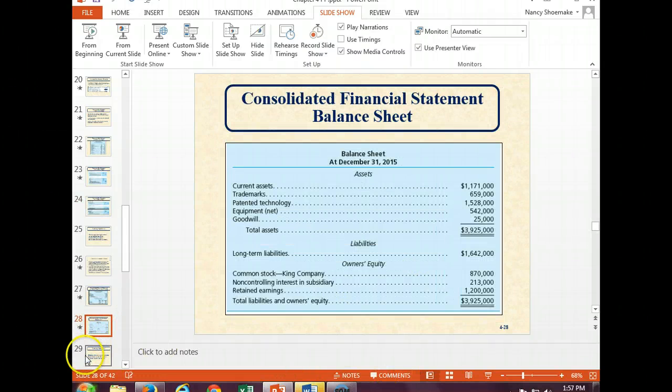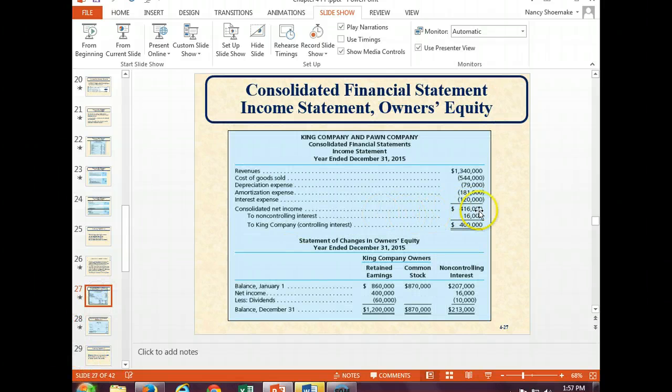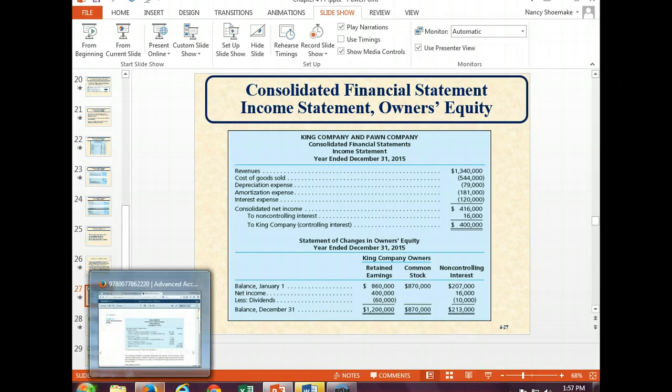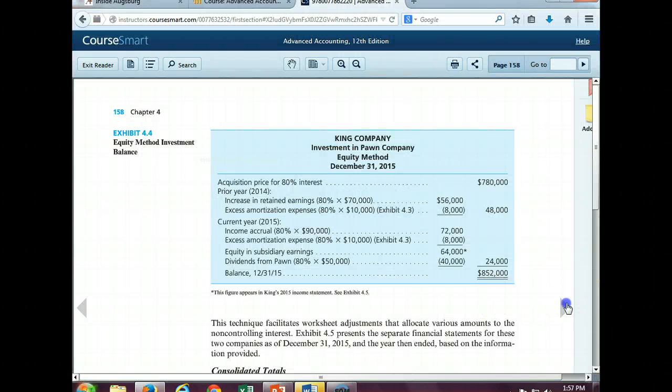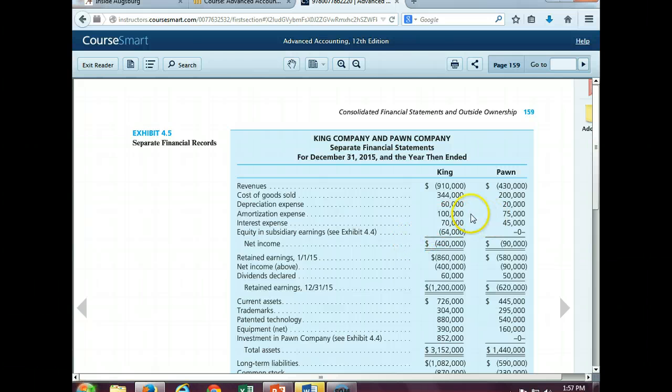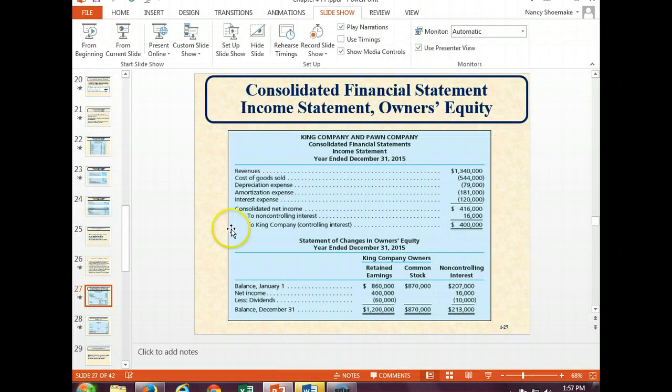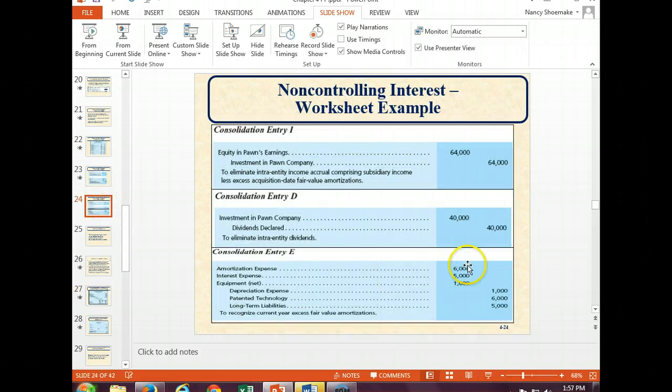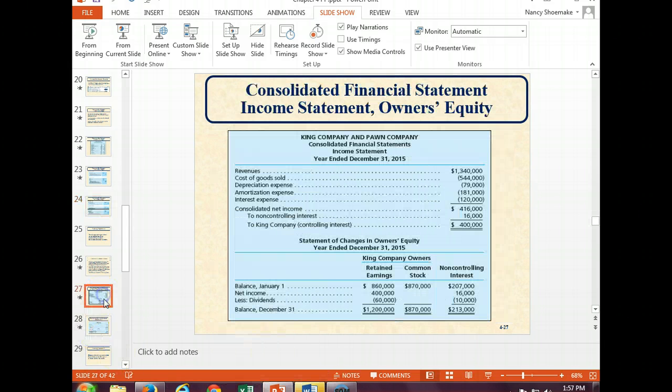Then we have interest expense of 120. The 120 is going to come from the 70,000 plus the 45,000, and then also the journal entry up here that takes into account our additional interest here of 5. So it's combining them and making sure we also add the consolidated entries. Next, we show what our consolidated net income is.